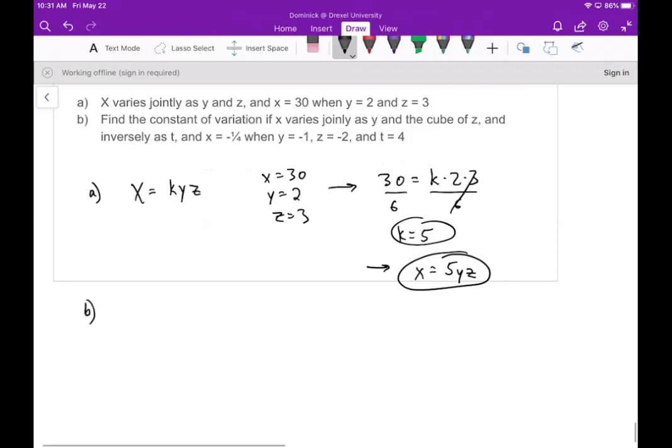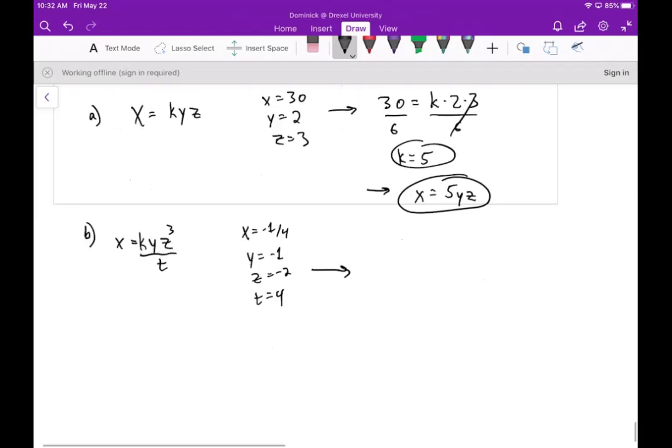And then part B, we want to find the constant of variation if X varies jointly as Y and the cube of Z, need a K here, and inversely as T. So we're going to send T down here. All right. And we have that X is negative 1/4, Y is negative 1, Z is negative 2, and T equals 4. So if we plug all this stuff in, we're going to get negative 1/4 is equal to K times negative 1 times negative 2 to the third over 4.